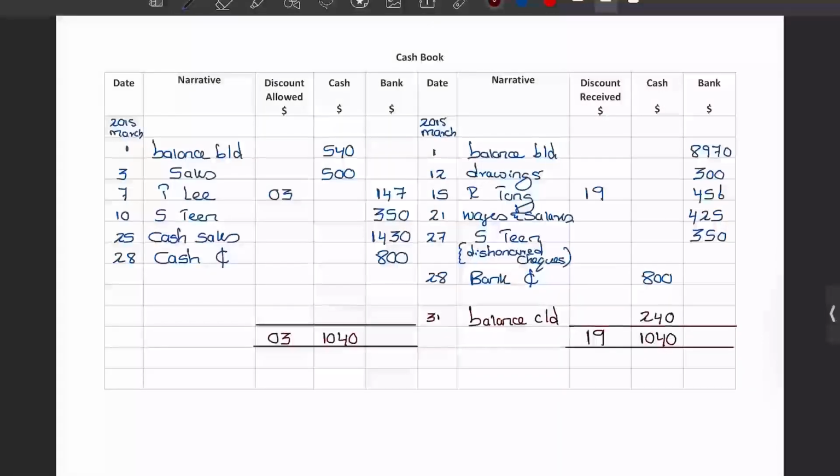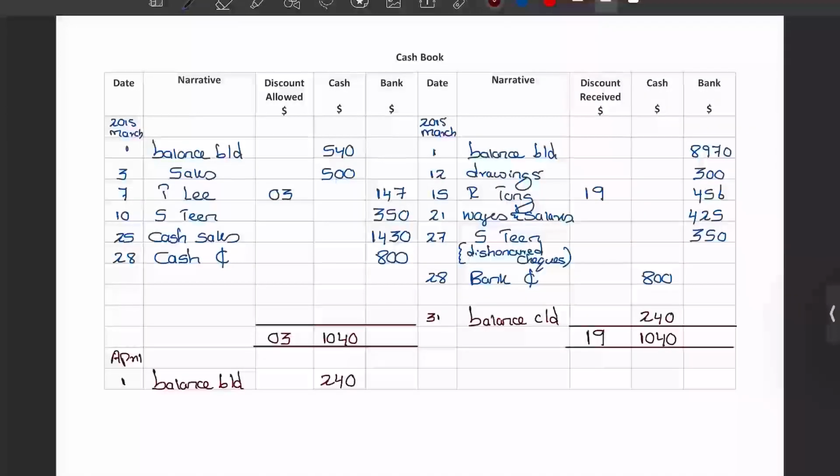You can't stop there. Carried down will become the brought down, on the opposite side below the total. So after March 31st, the date will be April 1st. Say balance brought down. Amount for balance brought down 240. Cash account is done balancing. Carried down will become the brought down for the start of the next month. So this is how you balance your cash account.